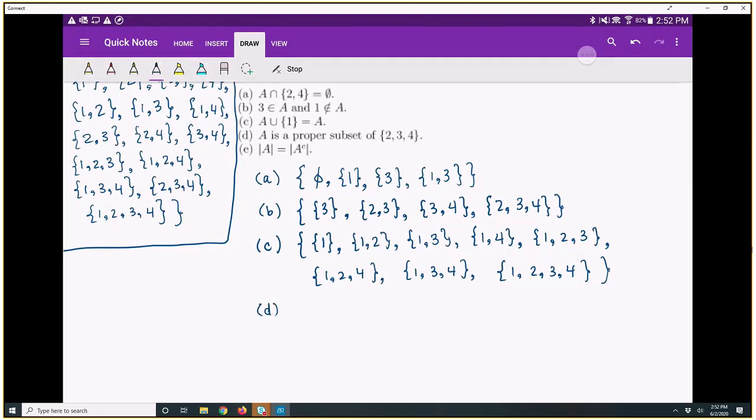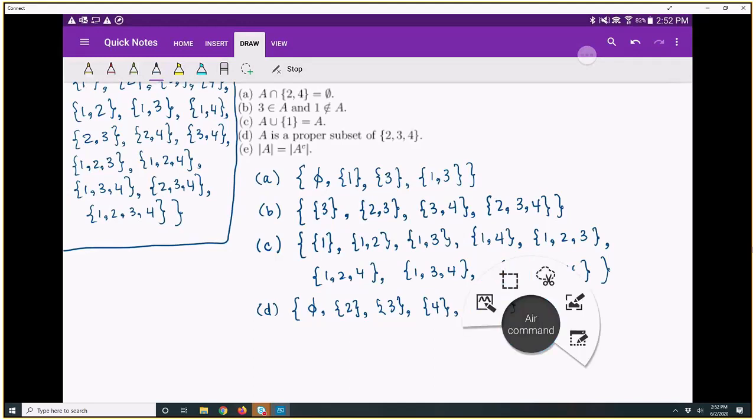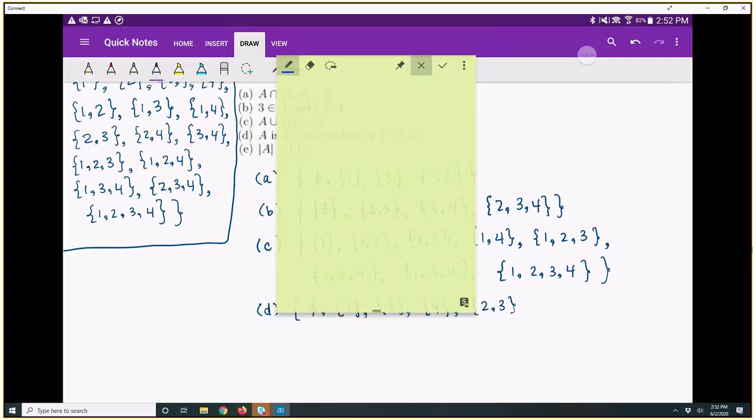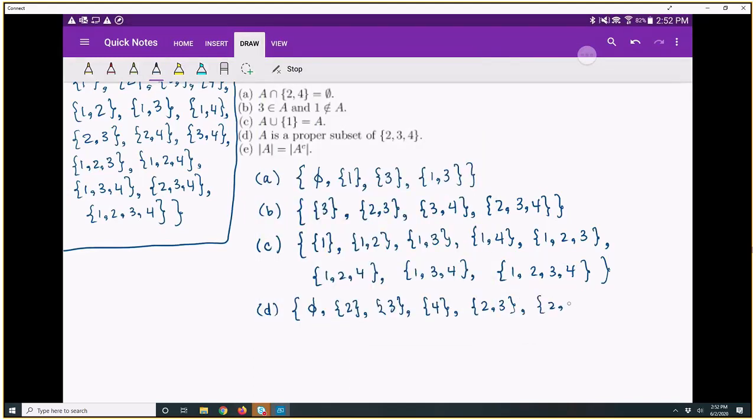Part D, the proposition is A is a proper subset of {2, 3, 4}. Proper subsets of {2, 3, 4}, well, first of all, the empty set and the singletons {2}, {3}, and {4}. And we could have {2, 3}, or {2, 4}, or {3, 4}.